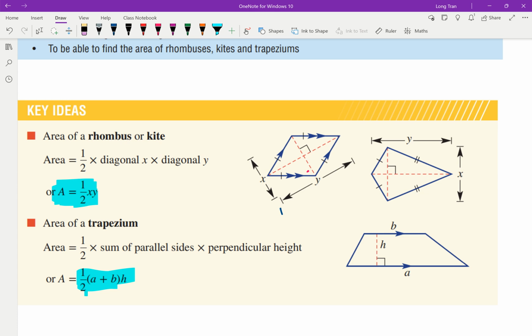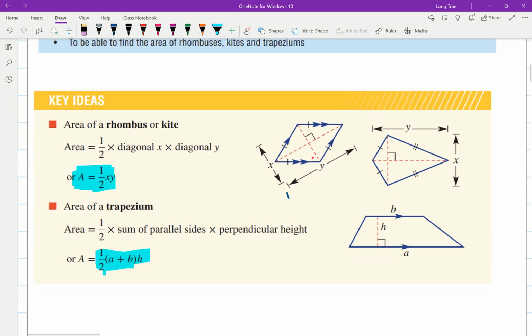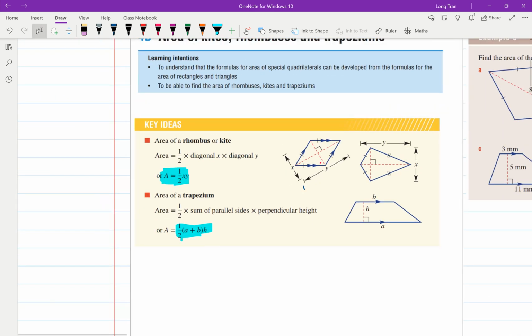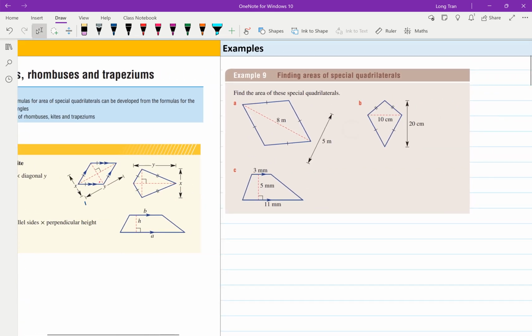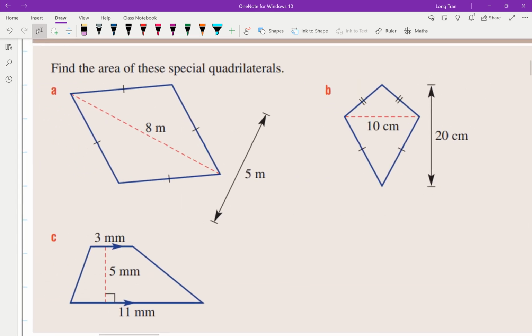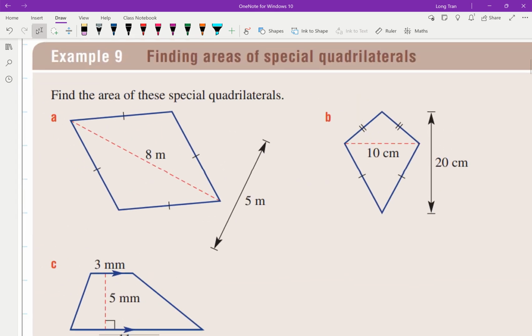Alright, team. Oh no, it's in the notes. It's on OneNote. Alright, here we go. Let's do an example. Let's see what you've learned. This is example 9. Eyes and ears towards me. Thank you.